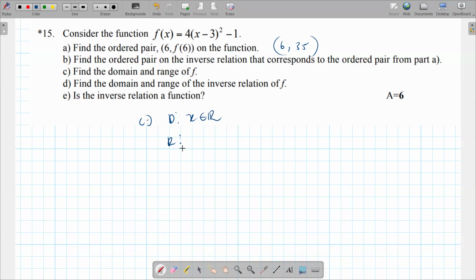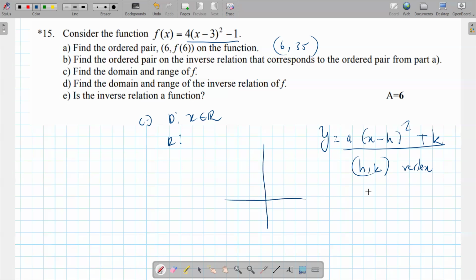Where's the vertex for this quadratic? This is the form: (x minus h) squared plus k, where (h, k) is the vertex. So if you compare this with this, what's h, what's k? 3 and -1. So your vertex is at (3, -1), right?